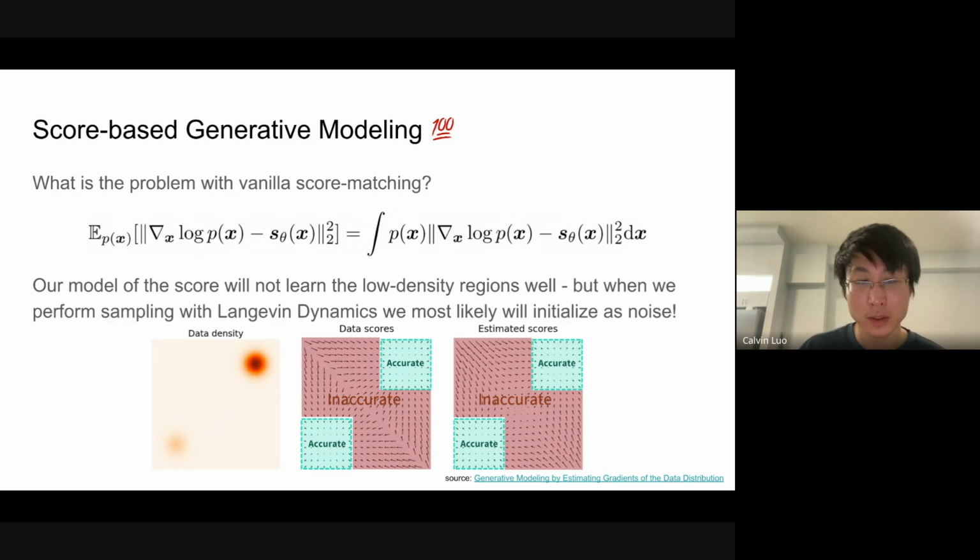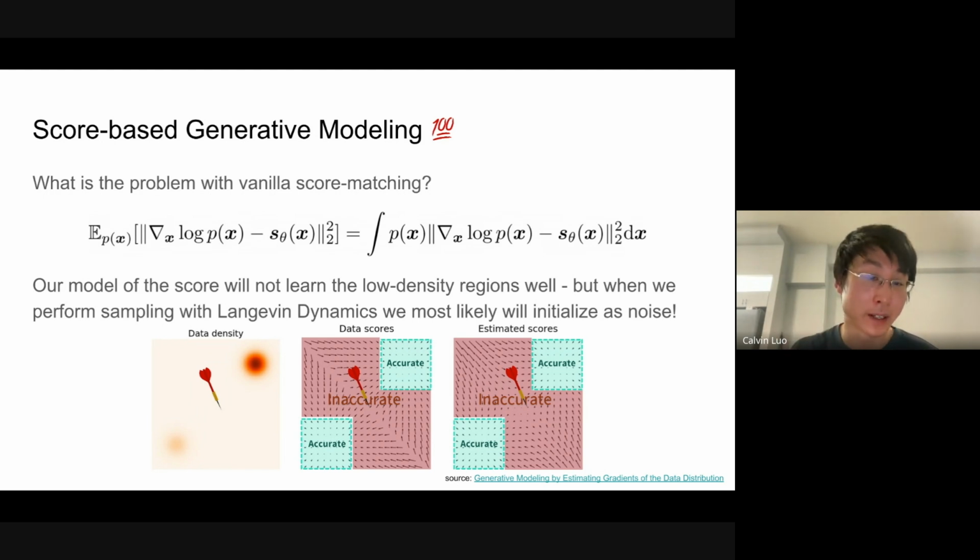But the problem is that might be fine for modeling, but when we perform sampling, the flip side of the coin, using Langevin dynamics, we most likely initialize as noise. When we throw a dart to just start from a random place in this data space, and then move to try to generate a good data sample, generally that dart will not fall in areas that are already good data samples. If we had a great sampling technique that could do that, maybe we wouldn't need to go through all this issue. Generally, our initialization will be in areas of low density.